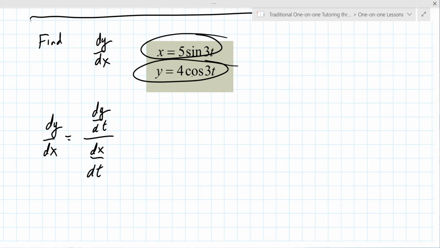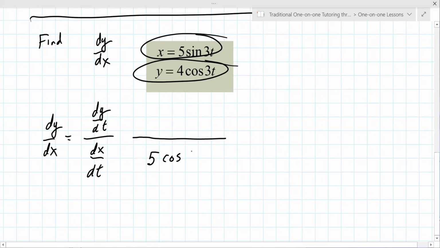Okay, so what's the derivative of 5 sine 3t? How do you do that? Isn't it just cosine of 3? 5 cosine 3t times the derivative of the inside function. Oh, you have to do a chain. Oh, okay. Yes, cosine 3t times 3. So then that's 15 cosine 3t.